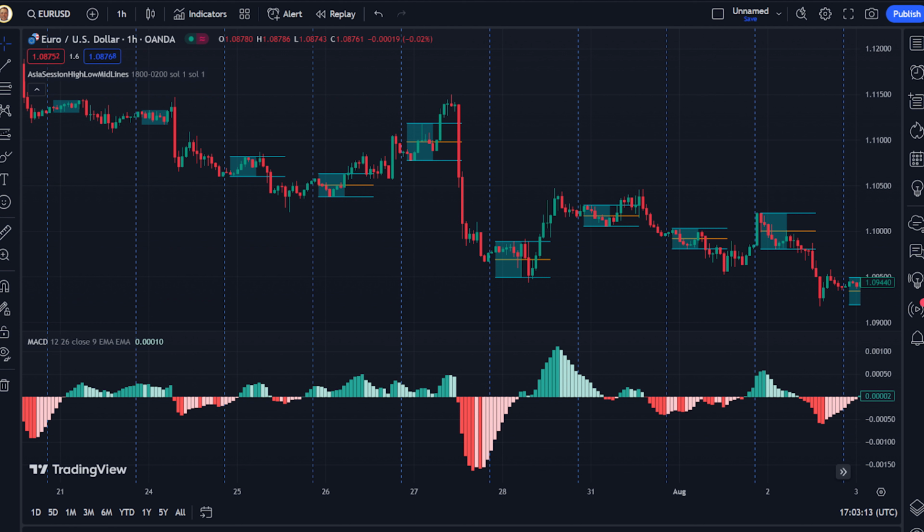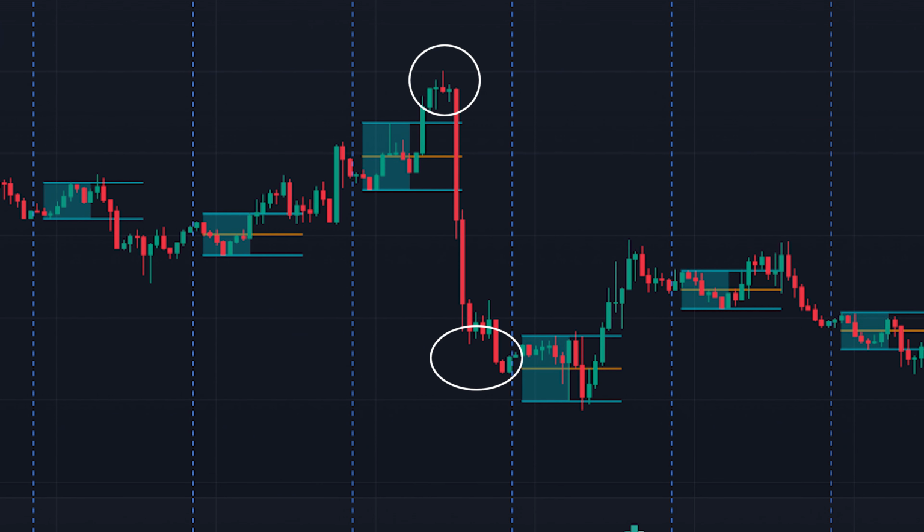First, we need to understand where the liquidity is. In other words, where are the most orders in the market? Usually we will find them above and below previous day's highs and lows or around session highs and lows.